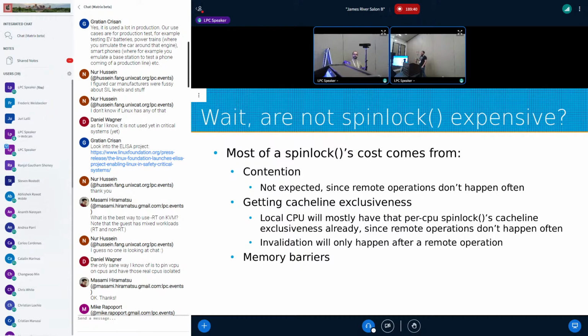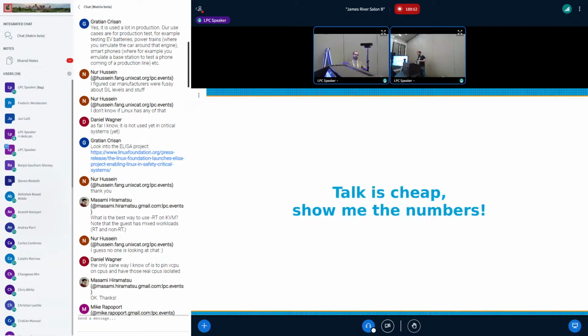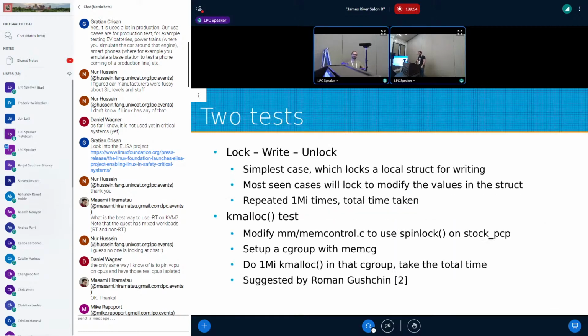You don't need to invalidate cache lines because you are mostly working on your own cache line. And the last thing is memory barriers, which are not supposed to be that expensive, but we are seeing this cost here. Those are for getting numbers on how much a local per-CPU spinlock actually costs.